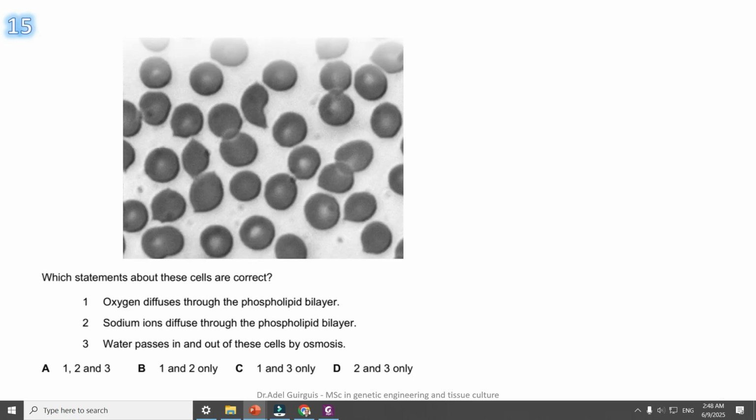Number 15. The photomicrograph shows a type of blood cell. Of course, these are red blood cells. Which statements about these cells are correct? Number 1, oxygen diffuses through the phospholipid bilayer. Number 2, sodium ions diffuse through the phospholipid bilayer. Number 3, water passes in and out of the cells by osmosis. Let's check one by one.